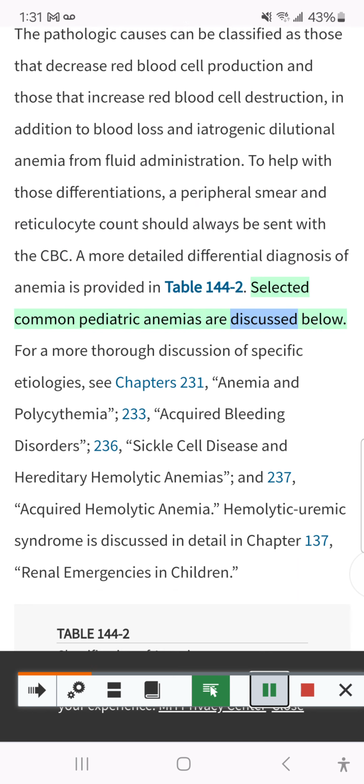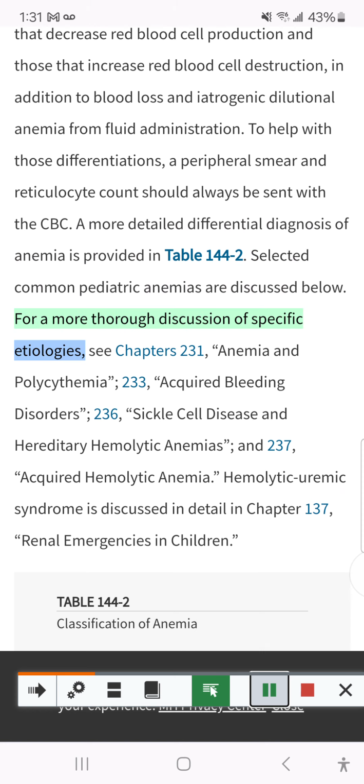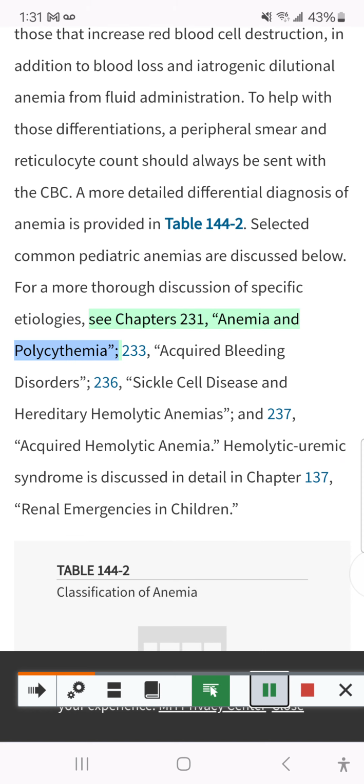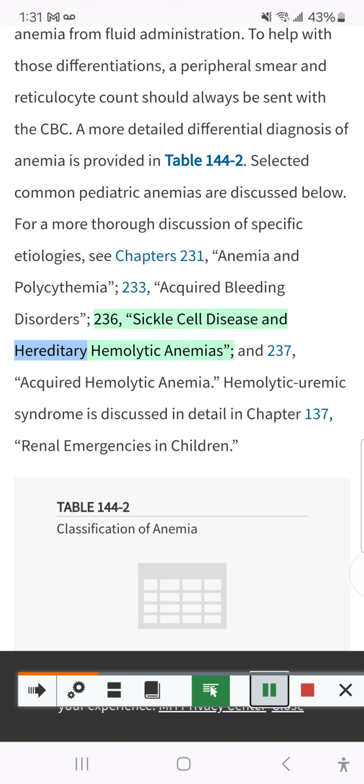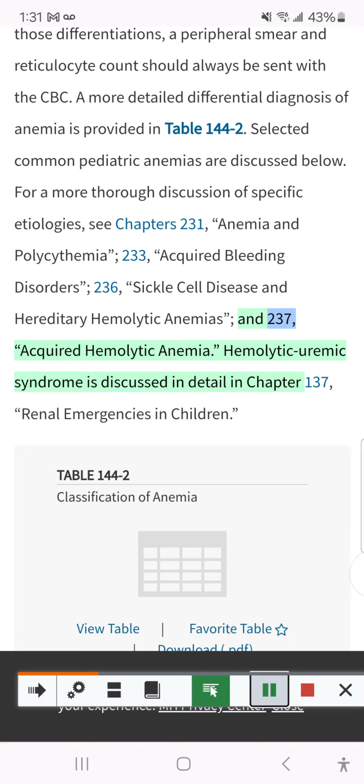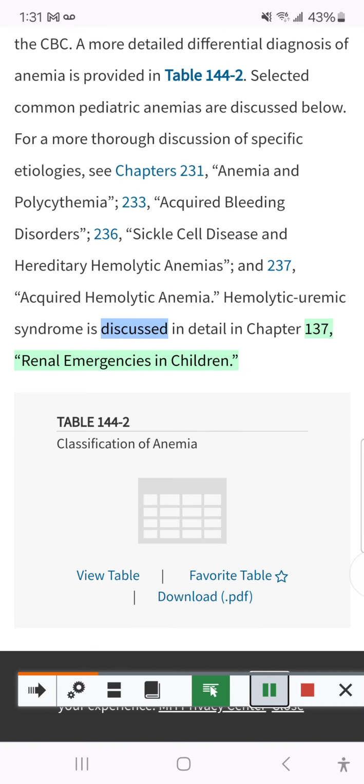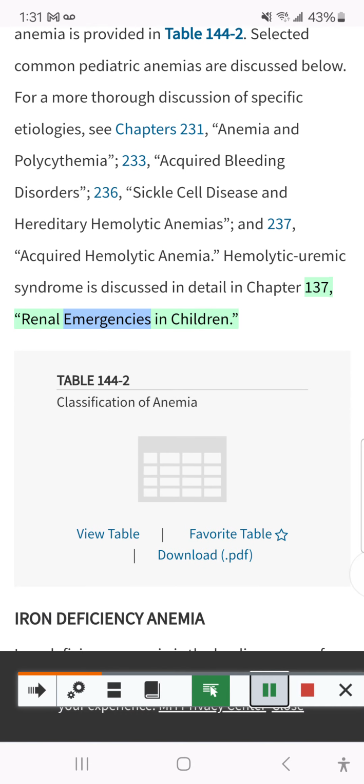Selected common pediatric anemias are discussed below. For a more thorough discussion of specific etiologies, see chapters 231, Anemia and Polycythemia, 233, Acquired Bleeding Disorders, 236, Sickle Cell Disease and Hereditary Hemolytic Anemias, and 237, Acquired Hemolytic Anemia. Hemolytic uremic syndrome is discussed in detail in Chapter 137, Renal Emergencies in Children.